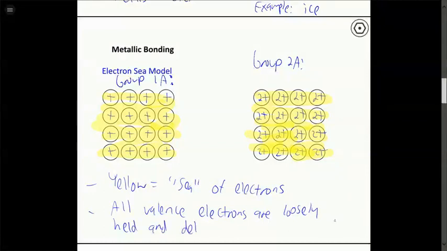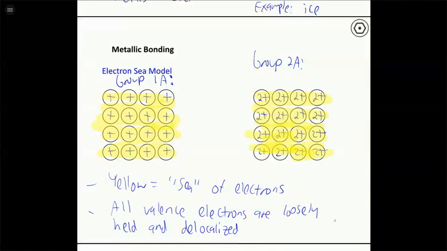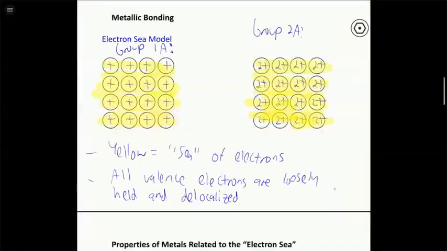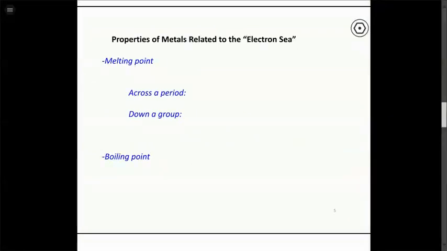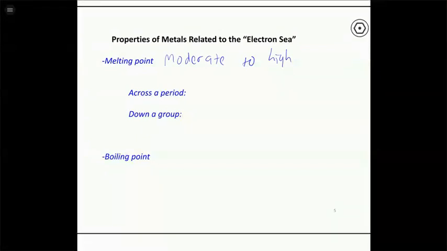Because of this interesting bonding arrangement, we have some properties of metals that are directly related to it. As we have always done in the chemistry course, we want to look at these microscopic properties, the delocalization of electrons among all the atoms, and try to understand how that relates to some of their key properties. If we look at the melting point of a metal, they tend to be moderate to high. As I said, most metals are solids at room temperature. If you want to melt the metal, you can do it at a reasonable temperature, but you still have to heat it up quite a bit. So they have moderate to high melting points.